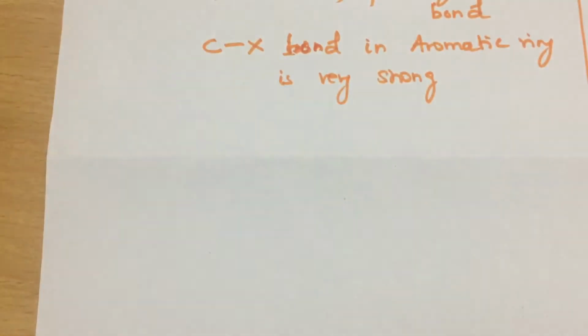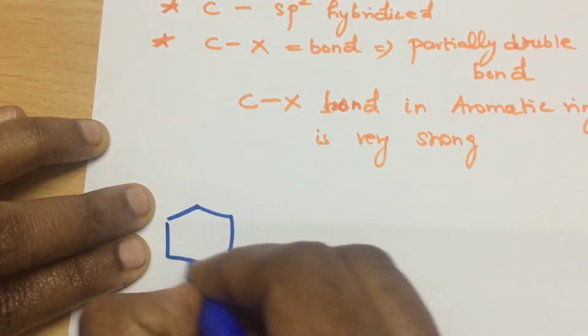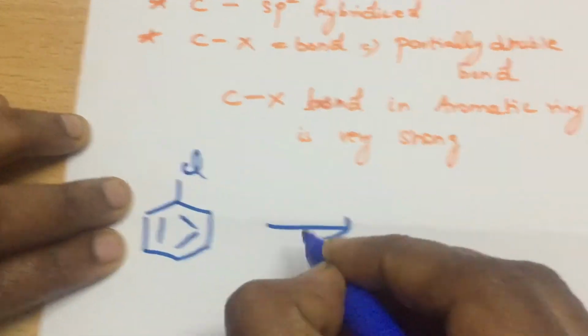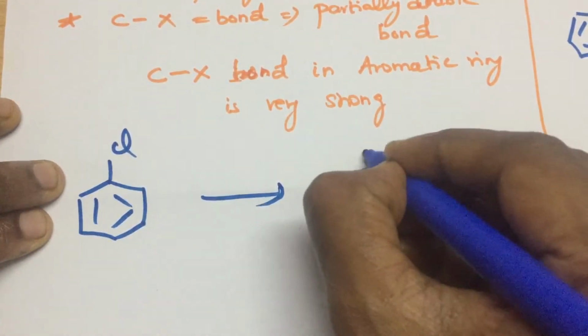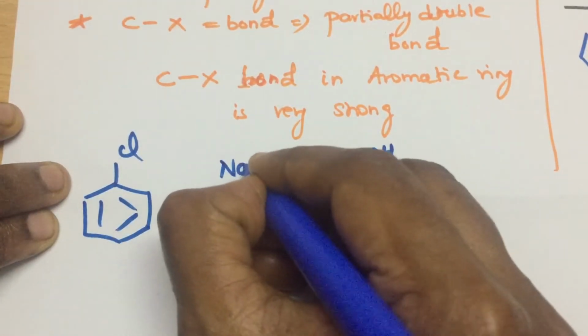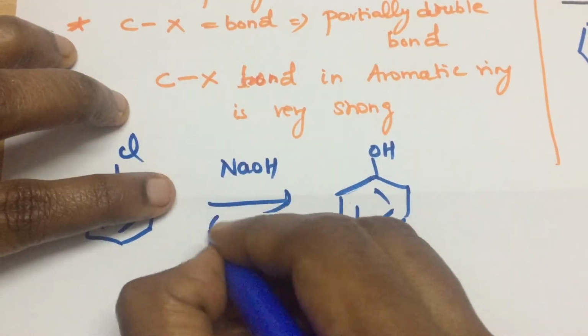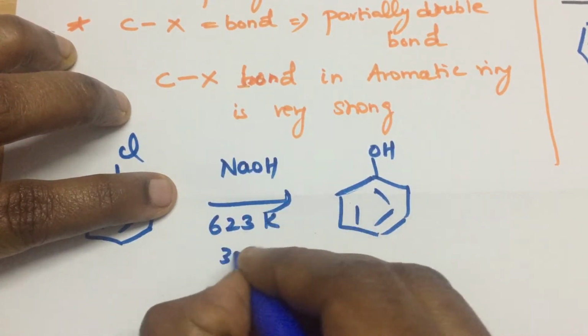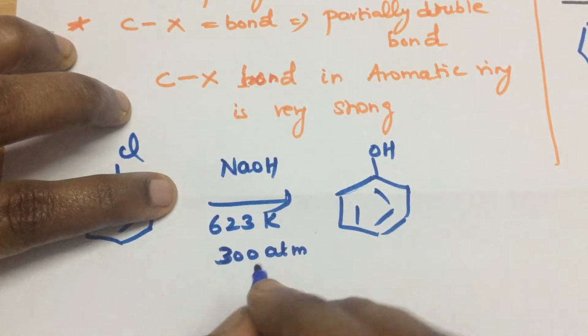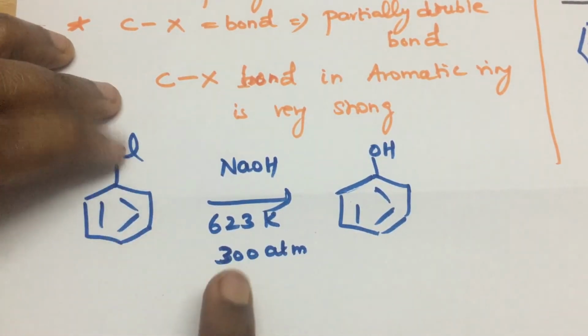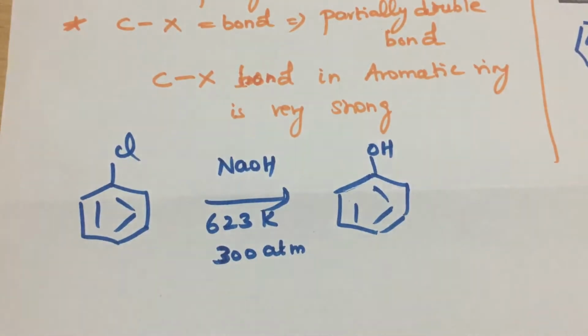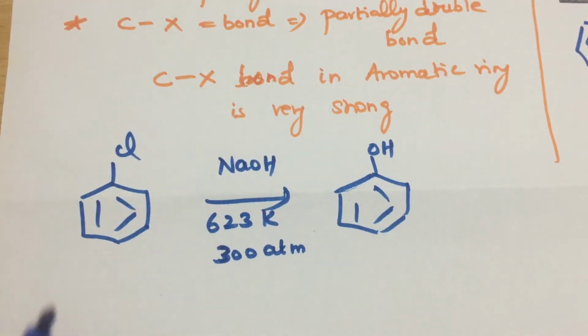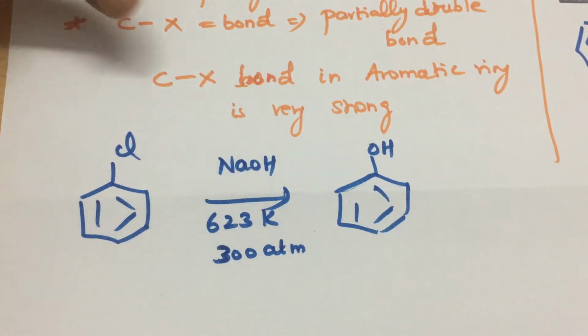But in your NCERT book, they have given this equation: you can convert chlorobenzene to phenol. Under what condition? You have to treat with sodium hydroxide at 623 Kelvin and 300 atmosphere. Such a very high temperature and pressure, very harsh conditions. If you do this, you can get phenol. So what mechanism is taking place there? You must think of this. Ma'am, this is not possible, nucleophilic substitution is not possible, the carbon halogen bond is very strong. But this is given in NCERT. So what mechanism? We can propose a mechanism.